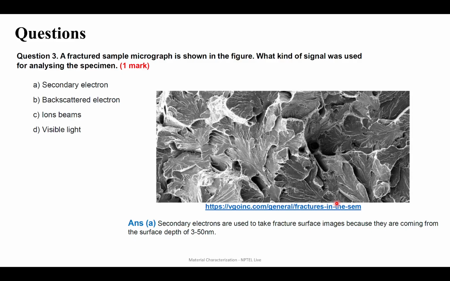So the correct answer here would be A, secondary electrons. Because this is surface-level imaging, for fractured surface images you want to take secondary electron imaging, because they only take the surface depth from 3 to 50 nanometers, not very deep. So they are able to properly give your surface morphology.